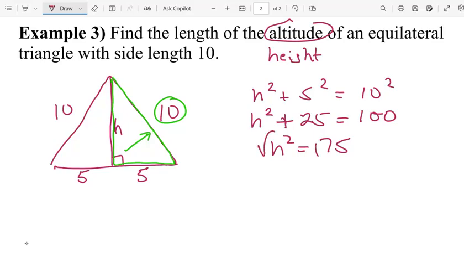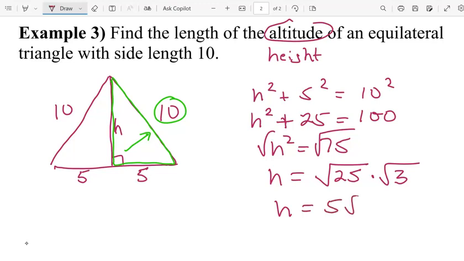So now we're going to take a square root, and we get h is equal to, and then we have to simplify that square root. There's a perfect square factor of 25. So square root of 75 can be rewritten as square root of 25 times the square root of 3. So that's 5 times the square root of 3 is the value of h, or the height of that equilateral triangle.